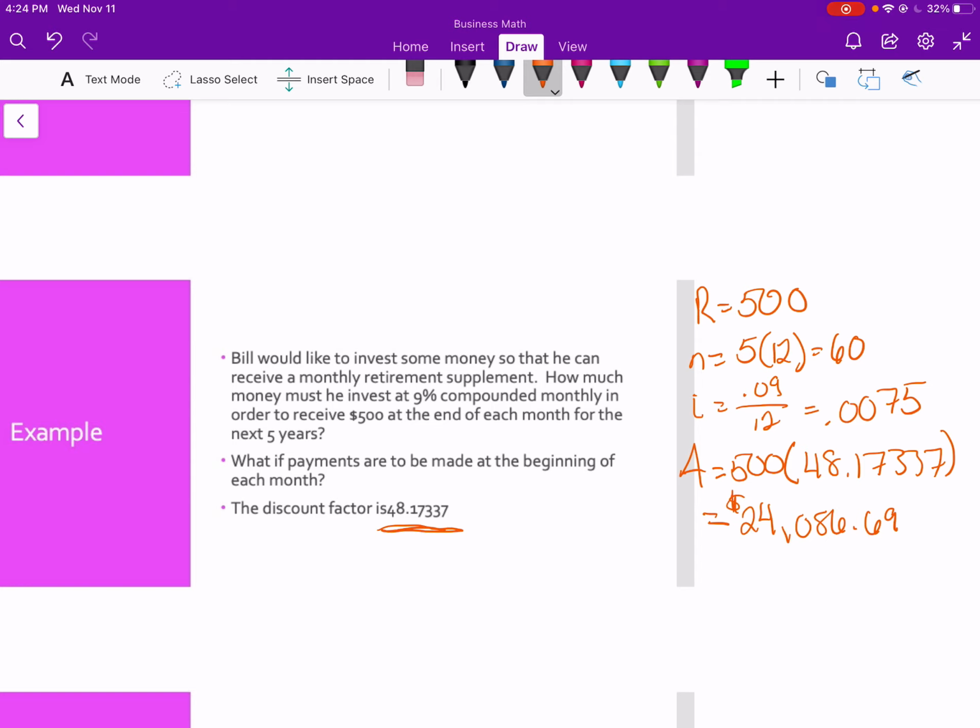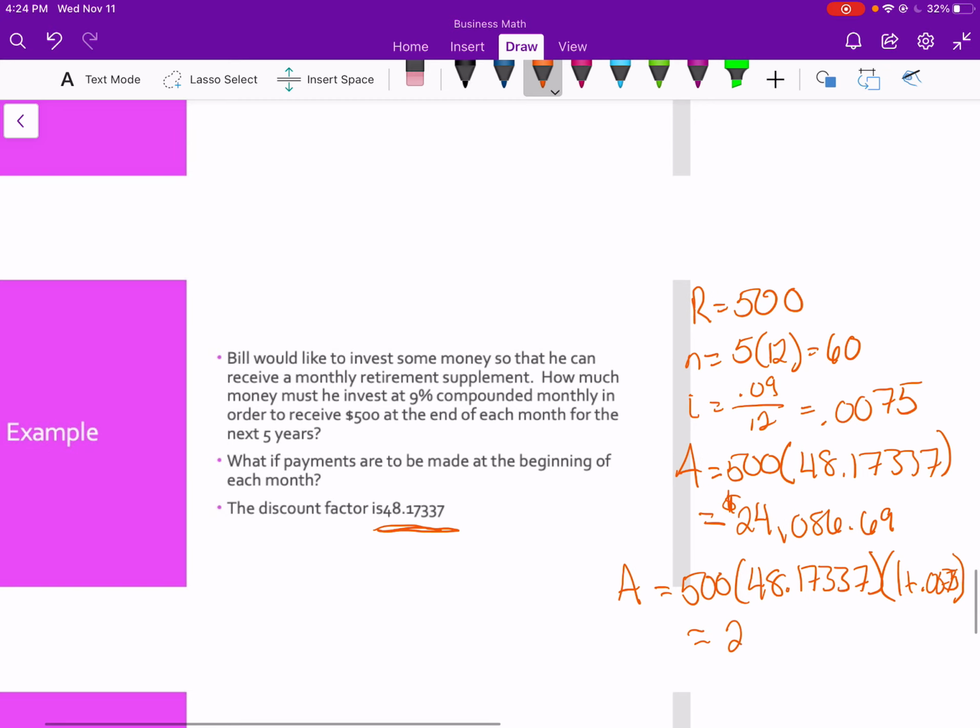What if we make it at the beginning? Well, the only thing that's really going to change is if those payments are at the beginning. We get A equals 500 times 48.17337 times 1 plus 0.0075. That's the only difference. So we end up with $24,267.34.